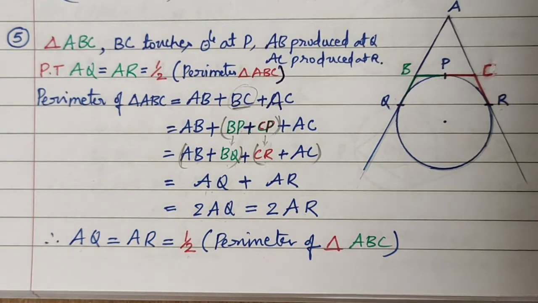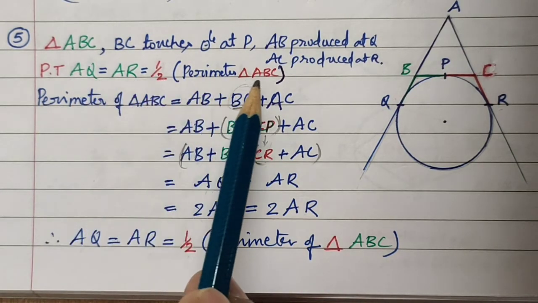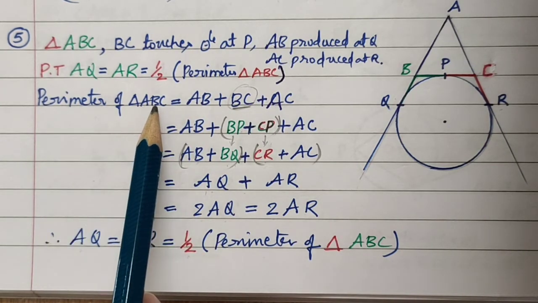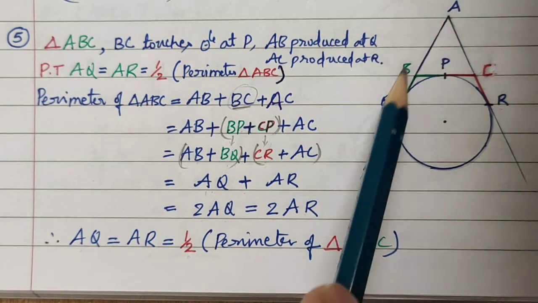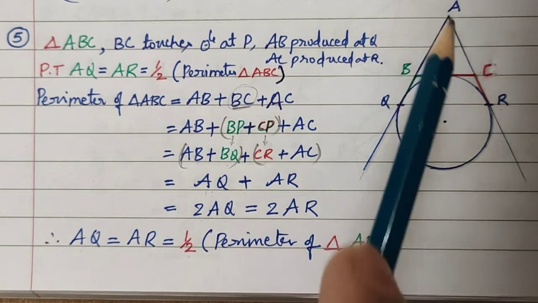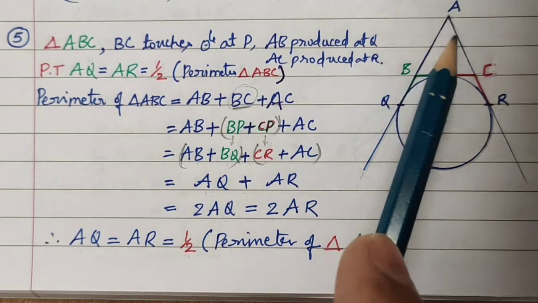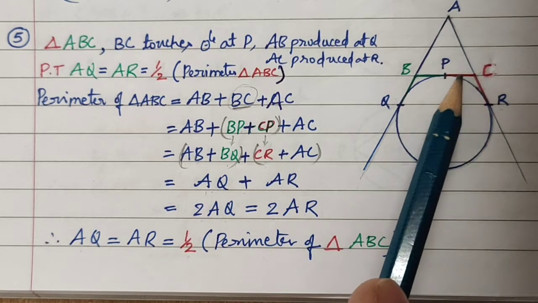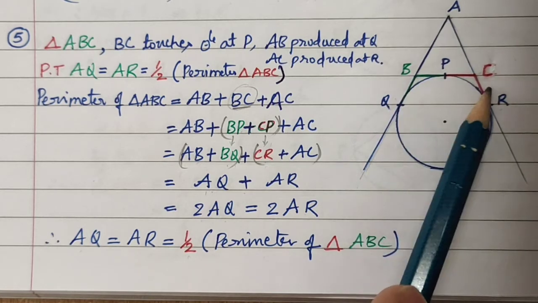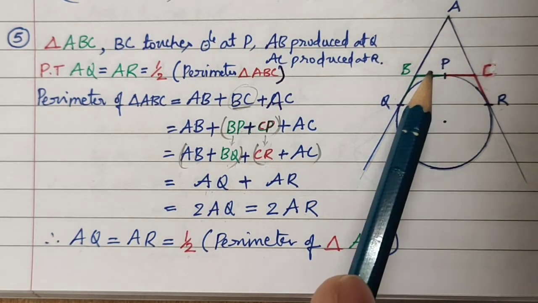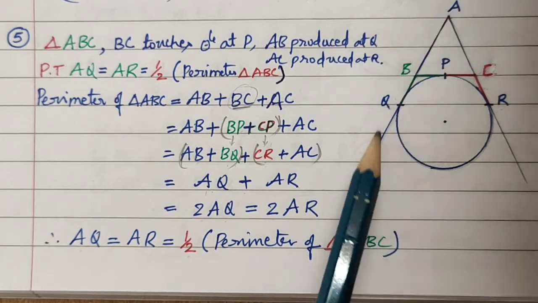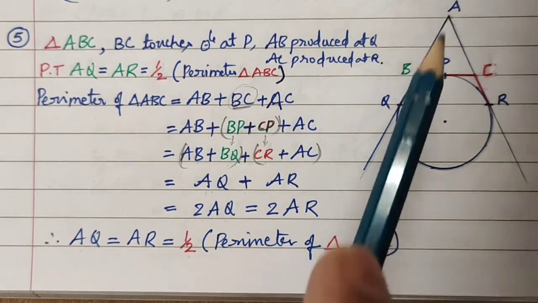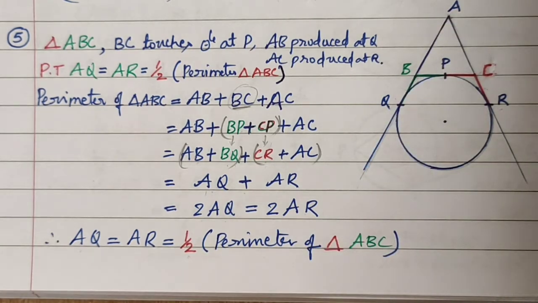We needed to prove AQ is equal to AR is equal to half of the perimeter of the triangle. First we took the perimeter of triangle ABC. That was easy, so AB plus BC plus CA. Then we kept these two as they are because we cannot do anything with them. BC we split into BP plus PC. We know that this is equal to this, this is equal to this. We replace them. Then this plus this has become AQ. This plus this has become AR. We also know that this is equal to this. Hence we have proved it.